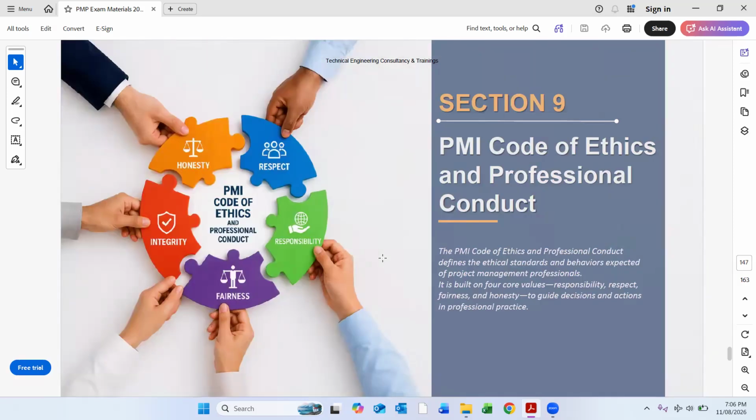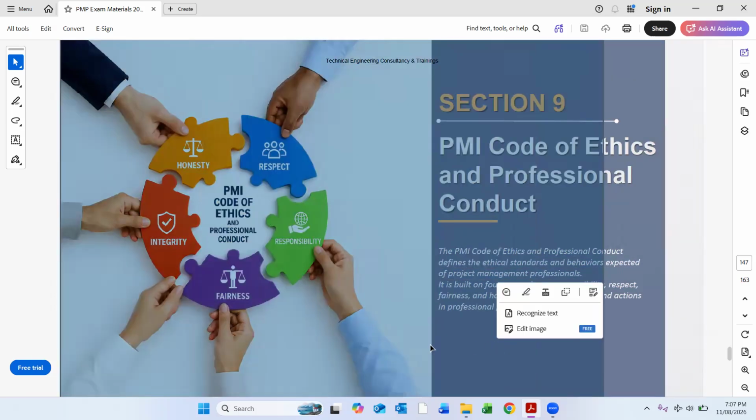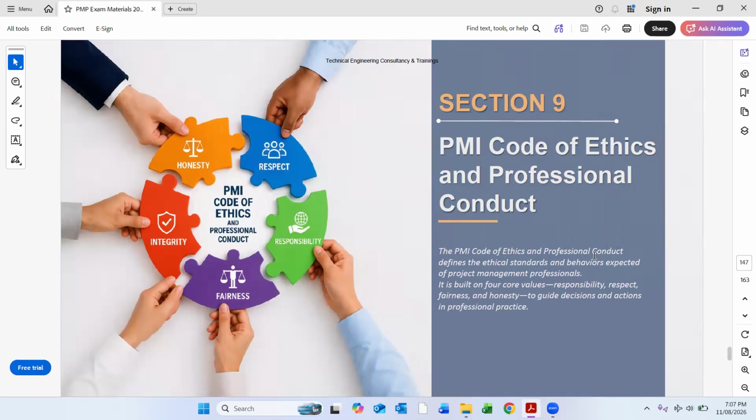So, the PMI code of ethics. What are the PMI code of ethics and professional conduct? The PMI code of ethics and professional conduct defines the ethical standard and behavior expected of project management professionals. It is built on four core values: respect, responsibility, fairness, and honesty, to guide decisions and actions in professional practices. So these are the four values, the ethics of the professional conduct of practicing project management professionals.